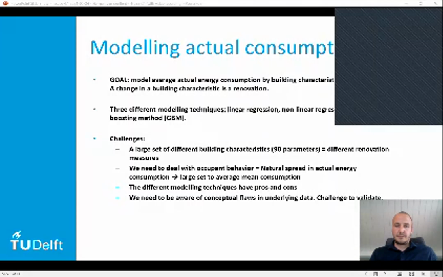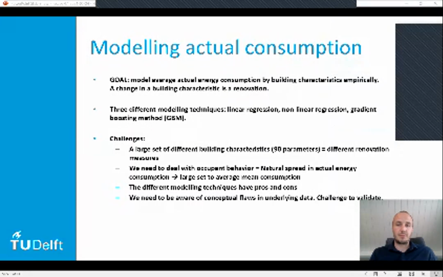There are some challenges. So we have a large set of different building characteristics. So we have 90 different parameters. So this also means 90 different renovation measures with all sorts of combinations in between you can model.